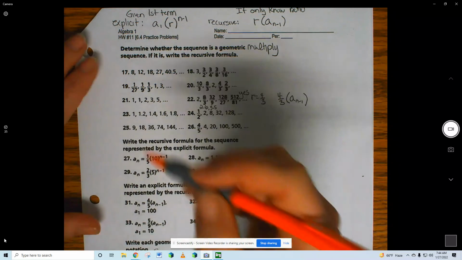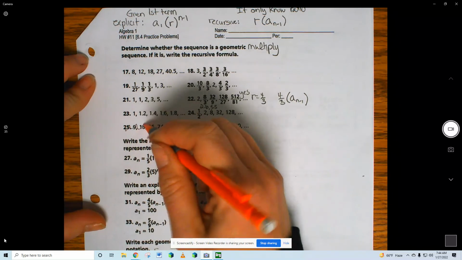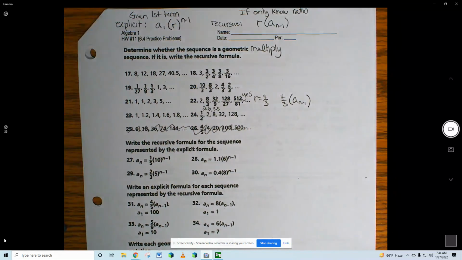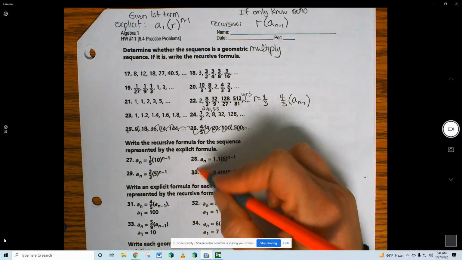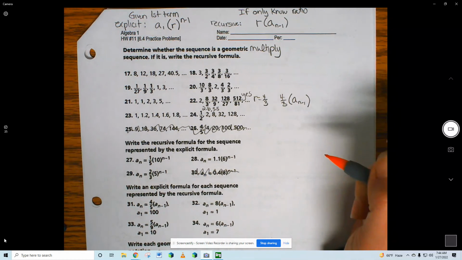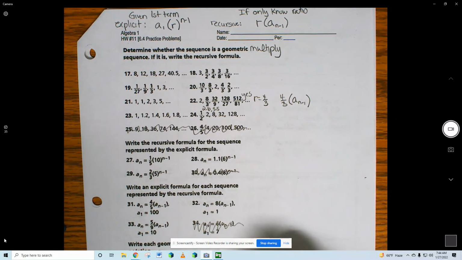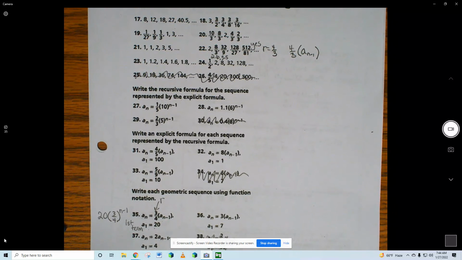So I'm going to cross out 25 and 26. Do not do those. I'm shortening this. I'm going to cross out number 30. I'm going to cross out 34, and I'm going to cross out 38. Just so it's not tons.